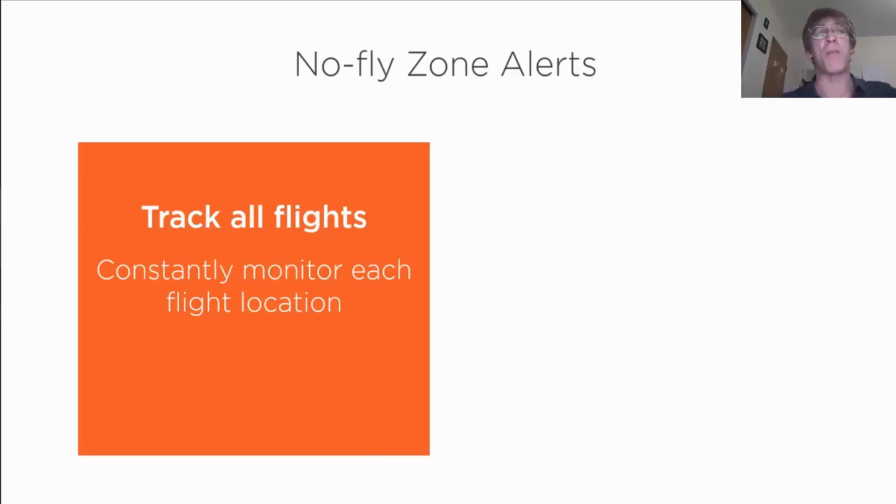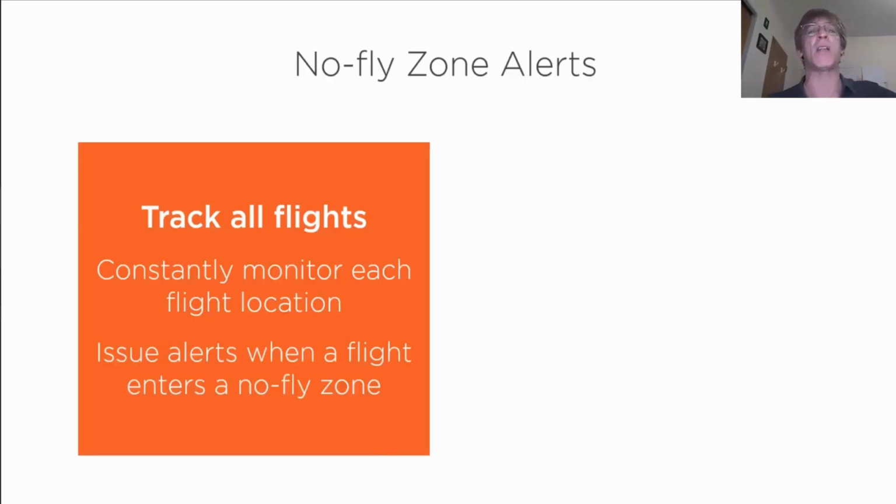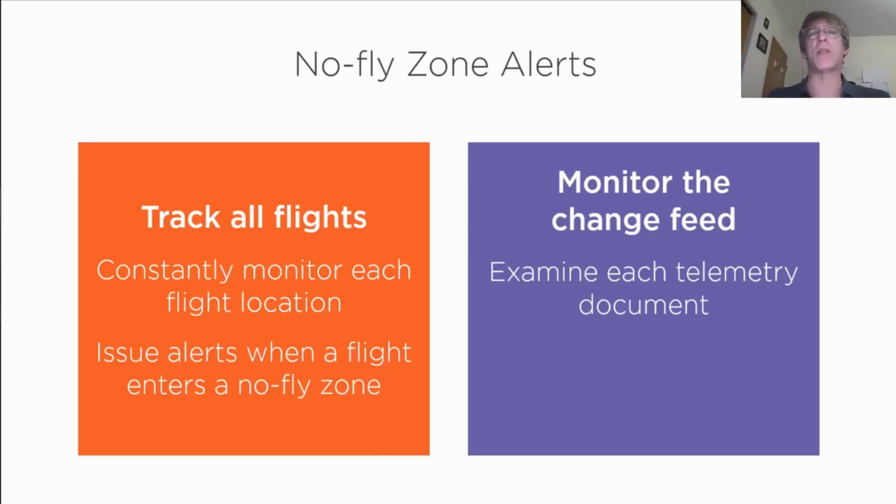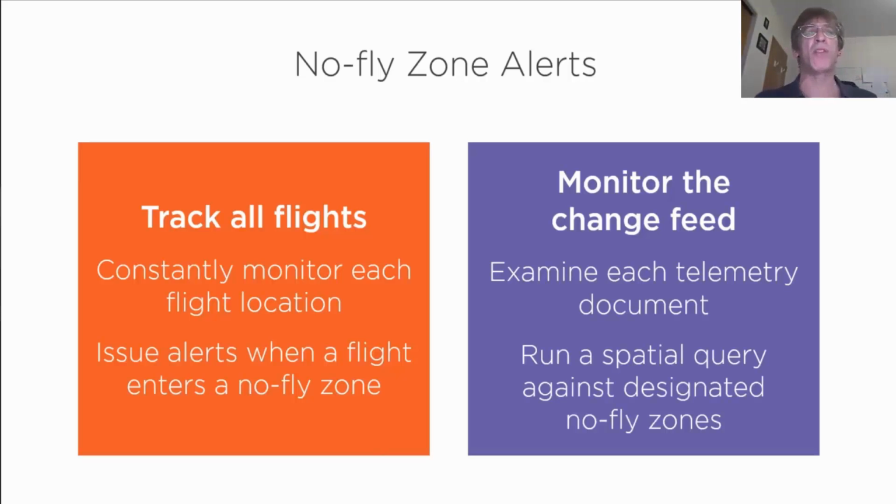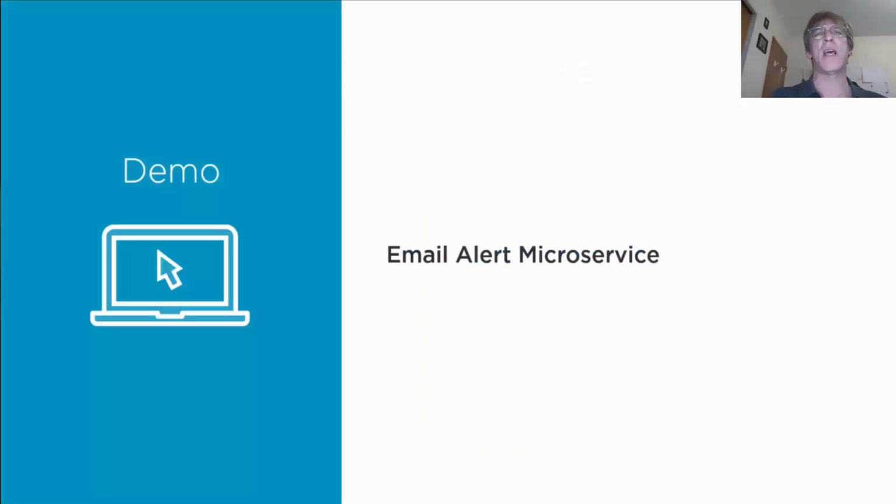This is going to be very easy. We'll have a microservice that watches each event, that watches each of these documents that we just saw, and it's going to do a spatial query. It's going to examine each one and run a spatial query and issue those alerts when a flight enters a no-fly zone. Let's see the microservice for that.